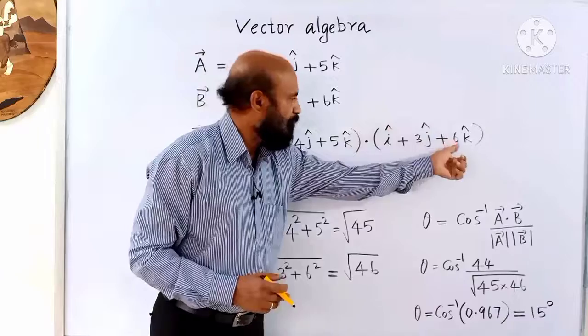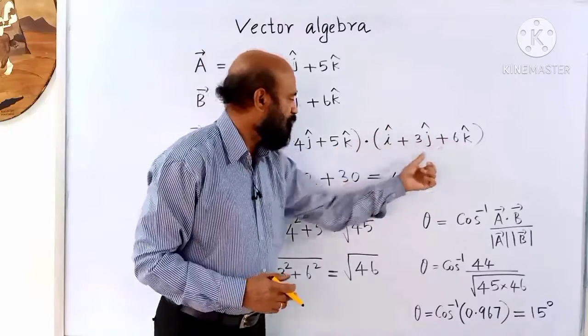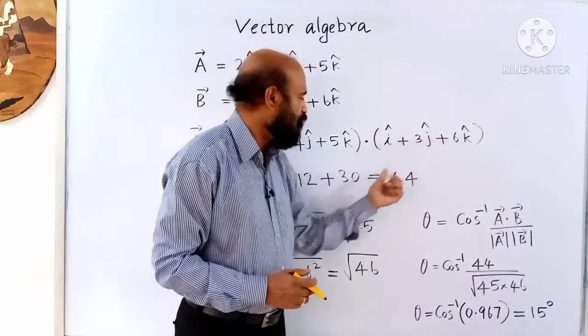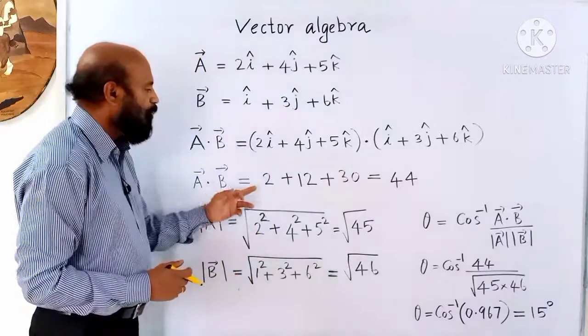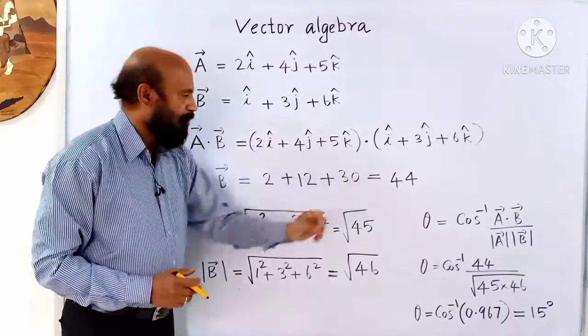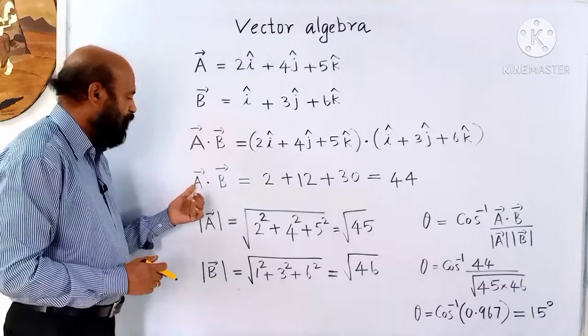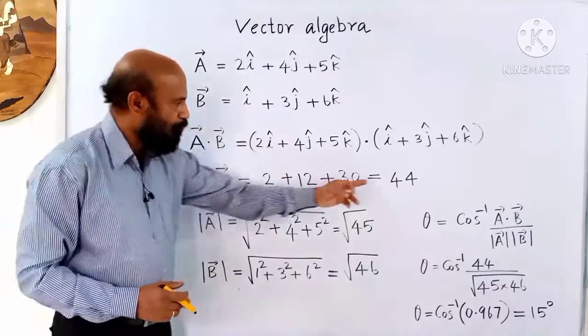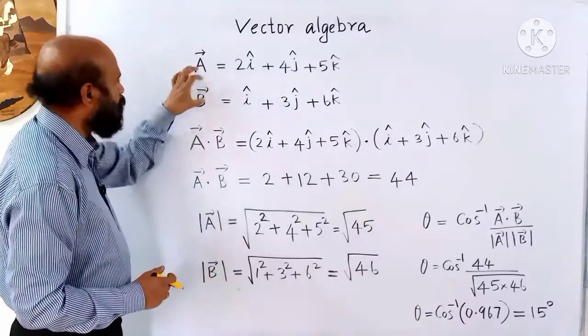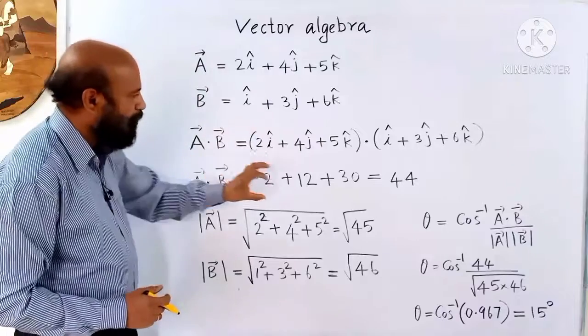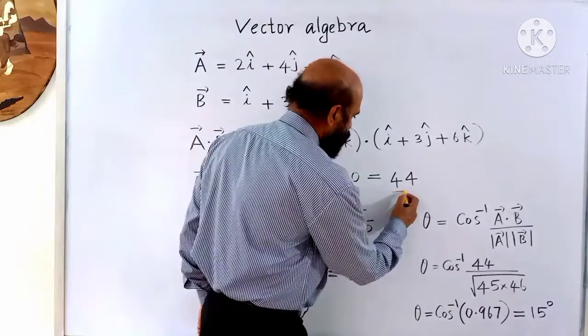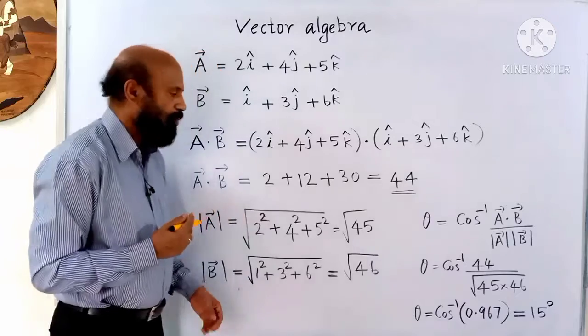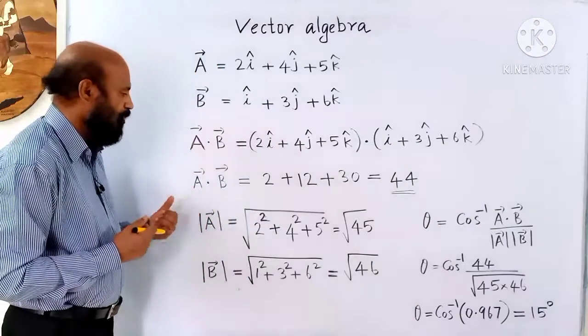Next, this with this, 5 into 6, 30. k dot k is 1. When you add, you will get 44. So A vector dot B vector is 44. A is a vector, B is a vector. But A vector dot B vector is a number. It's a scalar quantity. So dot product is a scalar quantity.